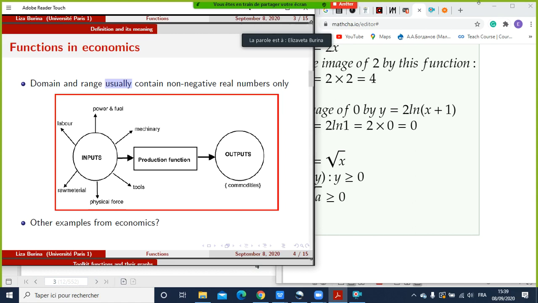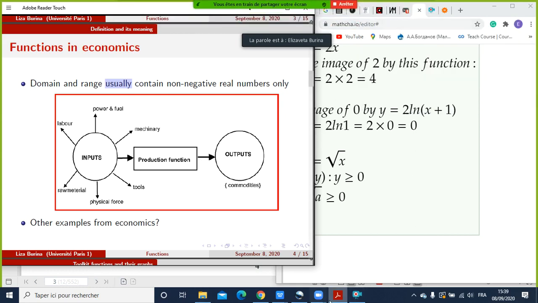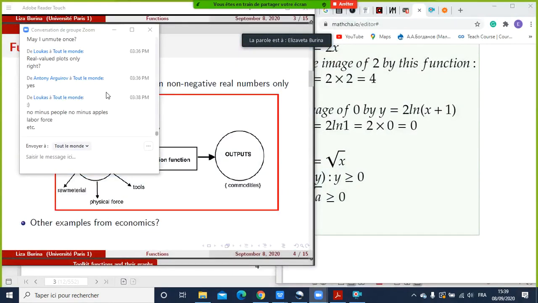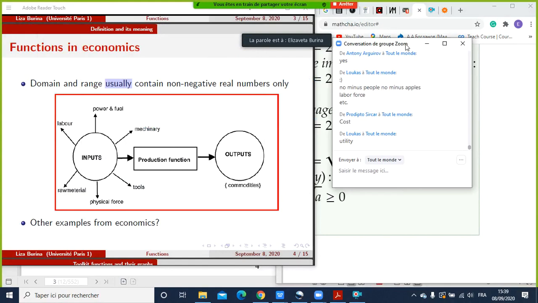So what are other examples of functions in economics? Whatever you remember, where you've seen functions. Function of what? Cost function, utility function, yeah, TC is a total cost function. Budget constraint, after all, is also a function because we can express one in terms of another. Yeah, Cobb-Douglas is just a form of a function and it is either production or utility.